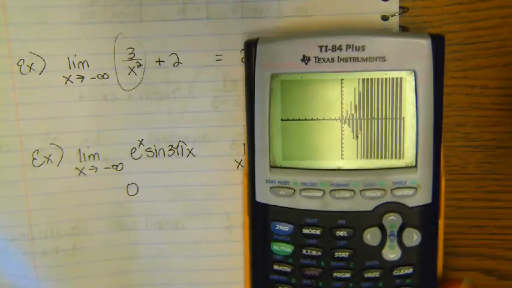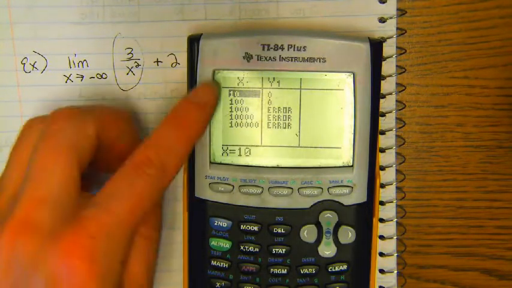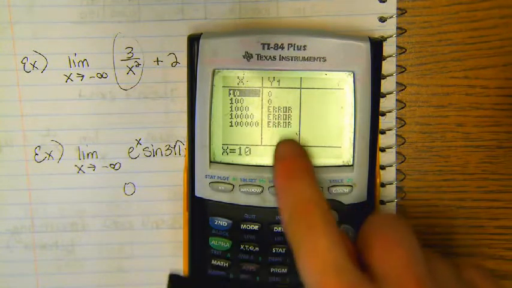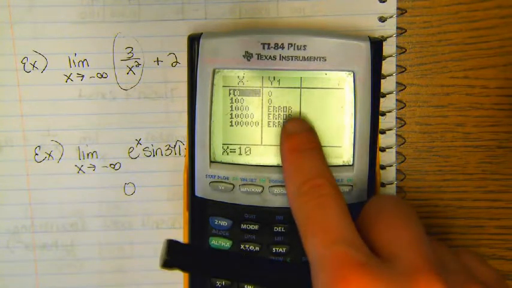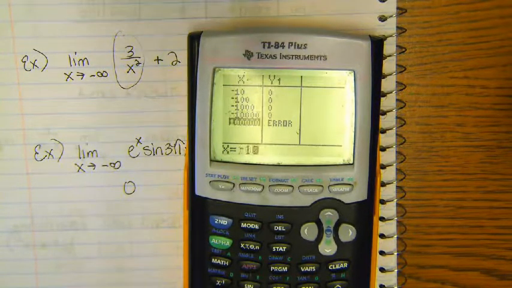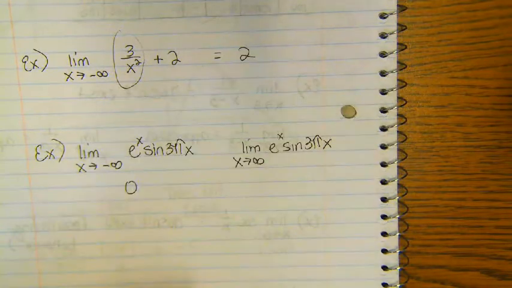We could look at a table of values to confirm this. If I go into my table, I'm going to change these all to negatives. By the way, anybody know why this is an error? This one's so big it can't calculate it, actually. But if I was doing negative infinity, hey, look, what's it saying? Why is it saying 0? Is it really 0? No, it's so tiny it's rounding it to 0, and so that would be its limit. Okay?